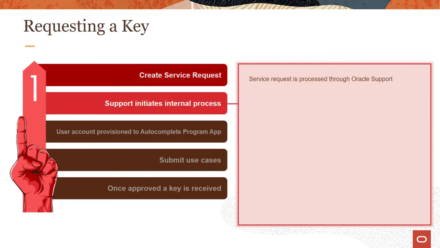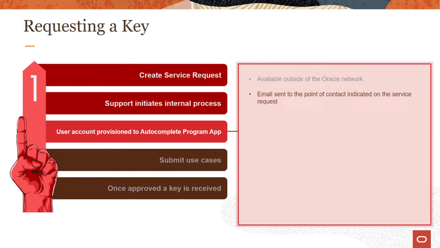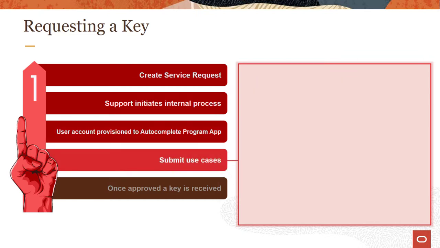Oracle Support initiates the internal processing of the service request. Oracle will provision a user account for the autocomplete program application. The autocomplete program application is available outside the Oracle network. An email is sent to the point of contact, customer, or partner indicated on the service request. You will submit your autocomplete rules use cases at this time.